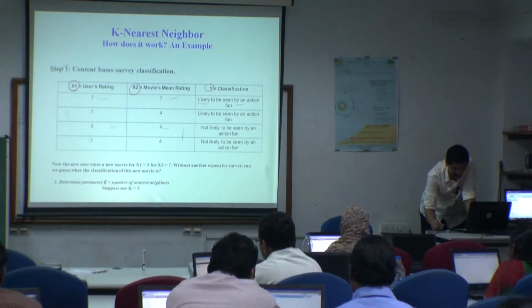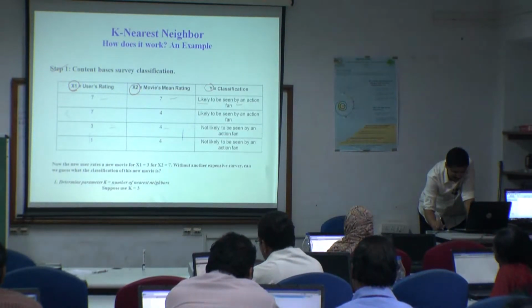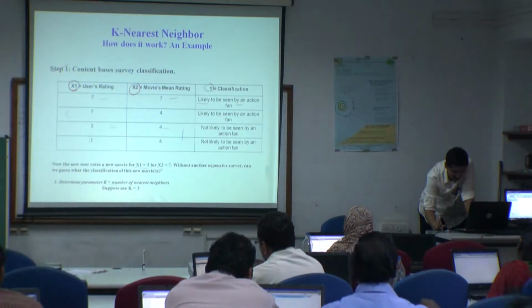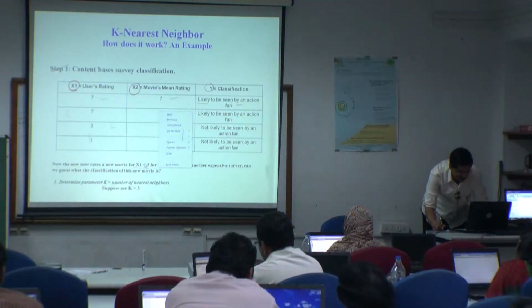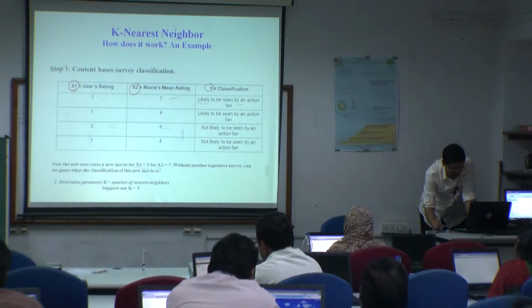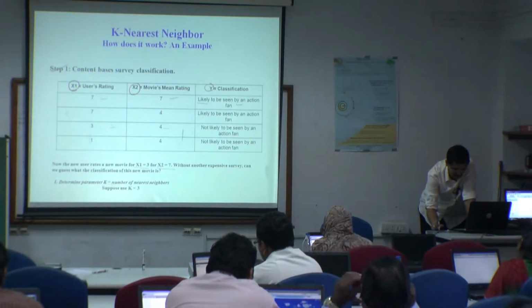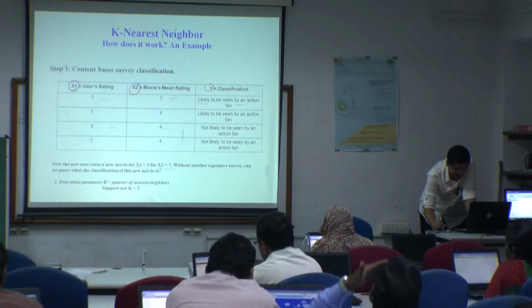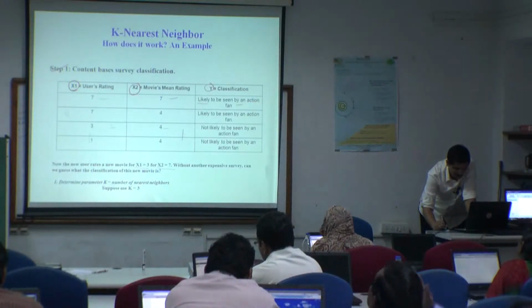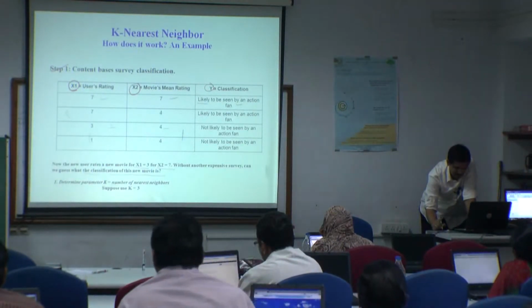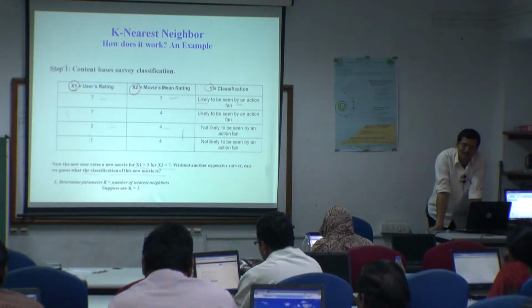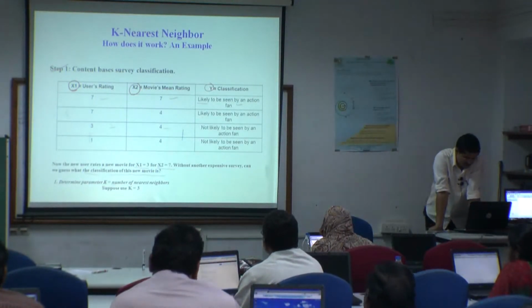So there are two categories. Now a new user rates the movie, x1 is equal to 3 and x2 is equal to 7, without any expensive survey. How can you guess what the classification of this movie is? How can you classify the movie based on this new user's rating?